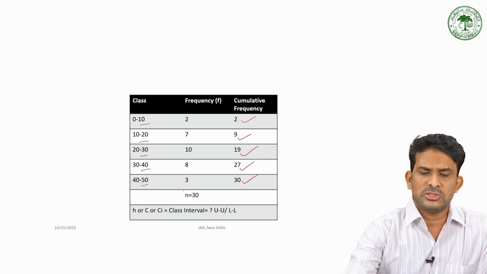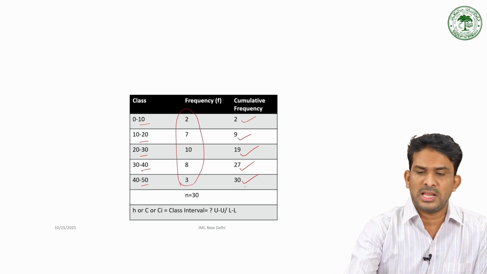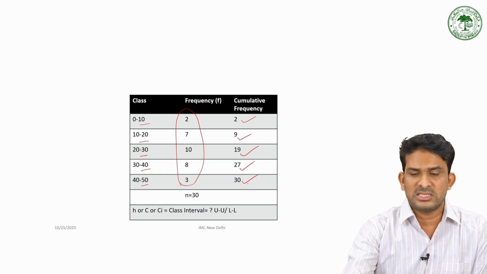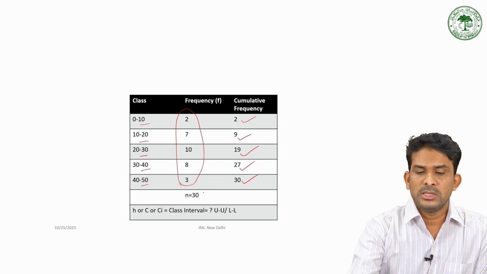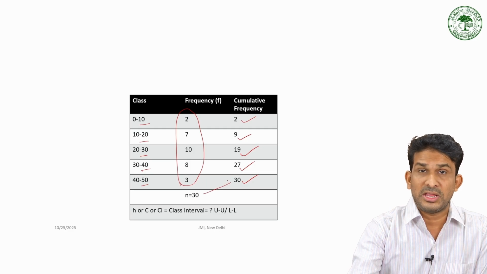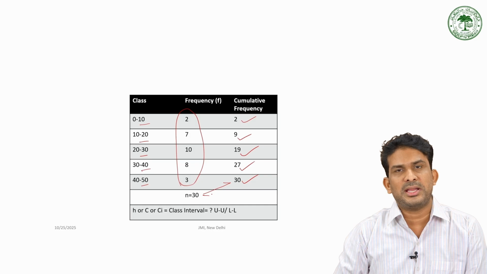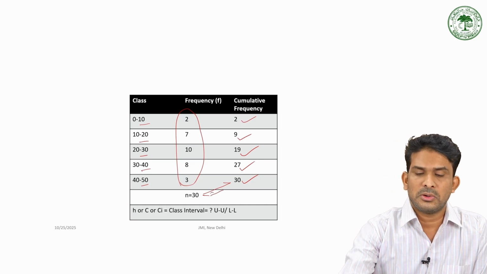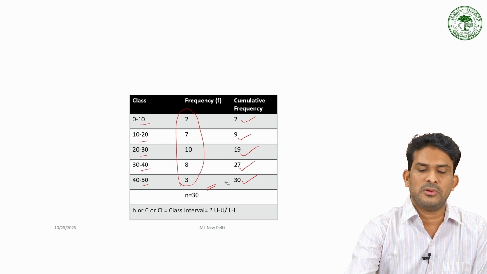Now, when you go to the frequency, this is also 30. So the last cumulative frequency, that is, the cumulative frequency of the highest class, will be equal to the frequency of the entire distribution. That is what we call the total frequency. Yes, clear. I just mentioned it for your clarity.